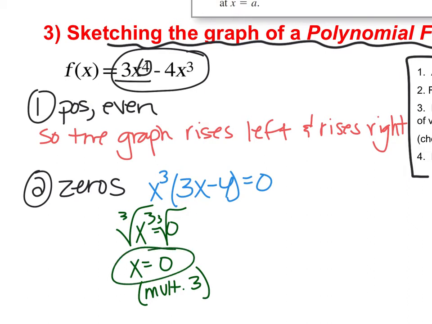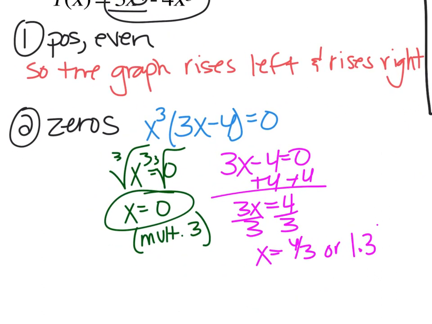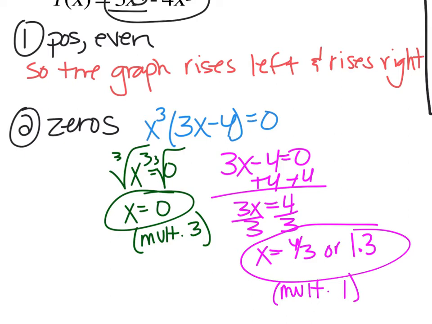And then if we set the 3x minus 4 equal to 0 and solve, we get four thirds. But when we graph this, we want to think about it as a decimal. So that's about 1.3. So whenever you're graphing, decimals are going to be helpful. And then there's our other 0, and that multiplicity is just 1 because that's just x. It's not x squared or x to the third. So the multiplicity there is 1. So there's our zeros.